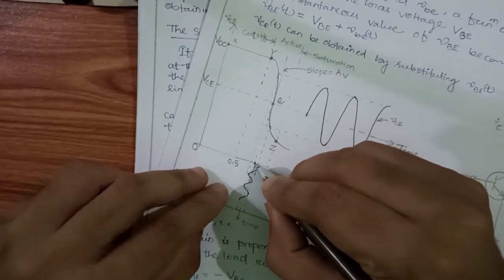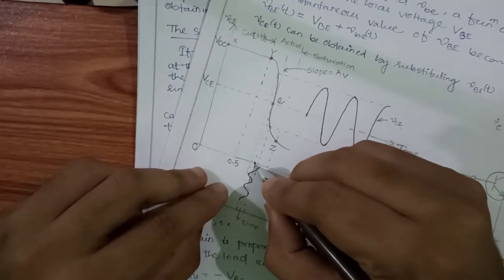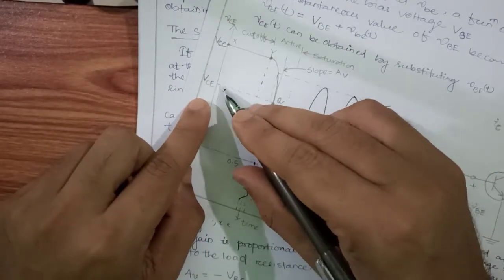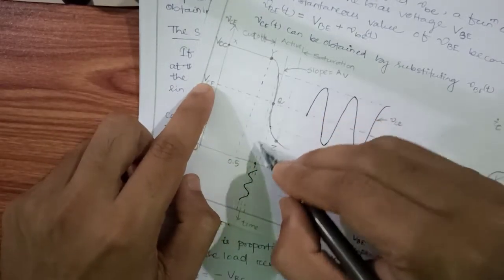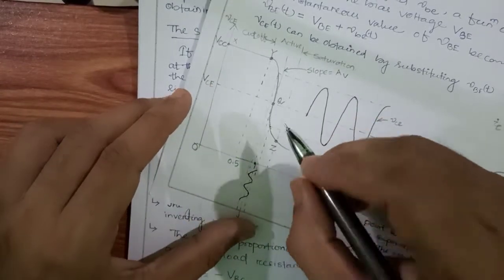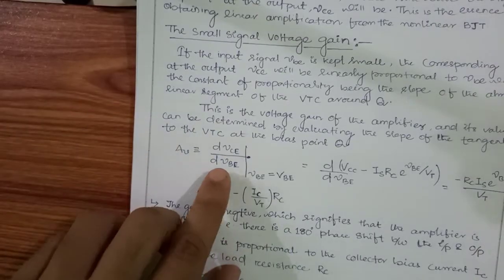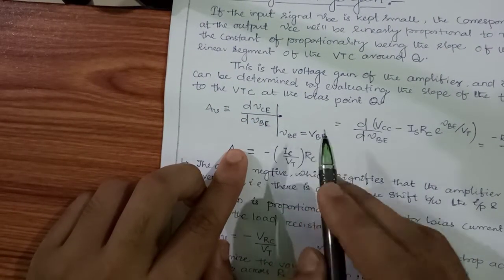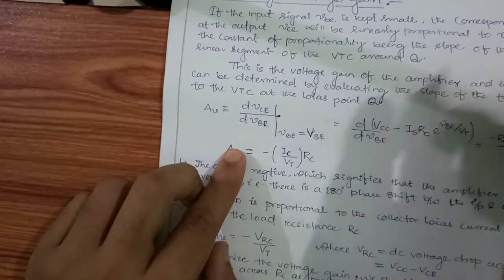This value is nothing but capital V_BE. That is the DC value at the Q point: this is the DC value, this is the output value, this is the input value. And if we take the AC value, then we have to make a small change. So, change in V_C upon change in V_B, with V_B fixed, that is capital V_B.